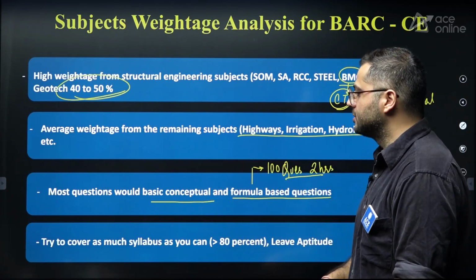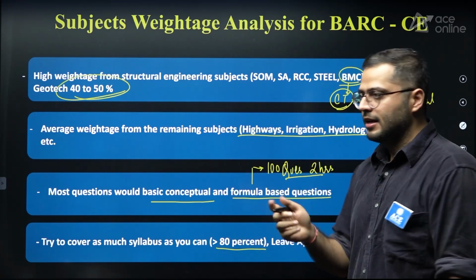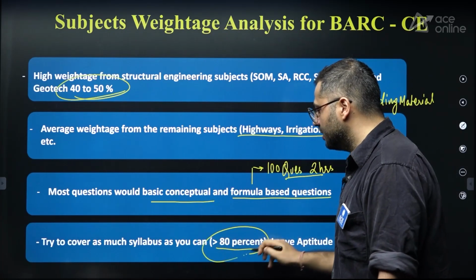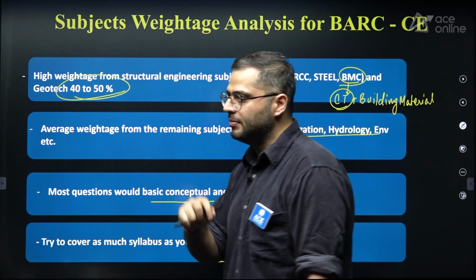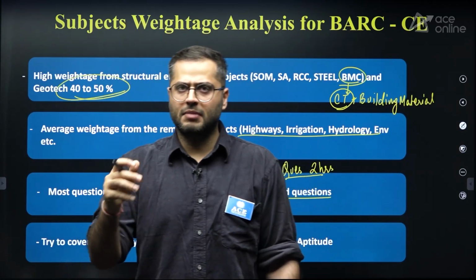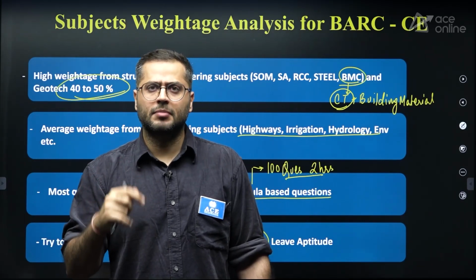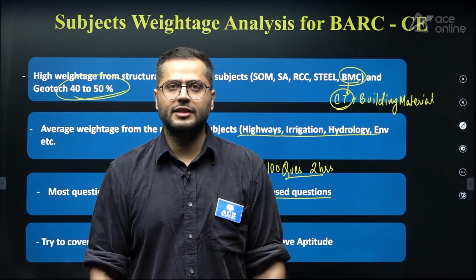Try to cover as much syllabus as you can. See, greater than 80% actually. And you have to leave the aptitude part of the syllabus. Greater than 80% syllabus you need to cover. Whatever subjects you have left previously, thinking that weightage is less or my selection process would not depend upon them, because you have previously a good amount of weightage data available.